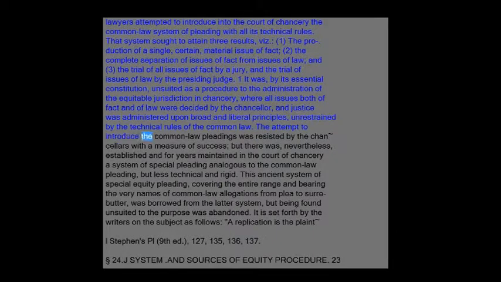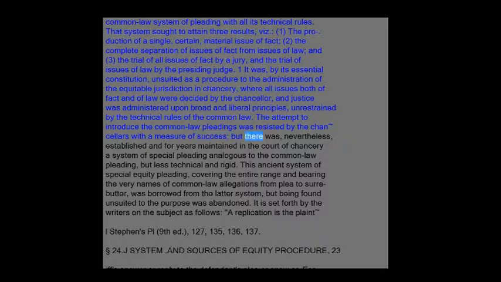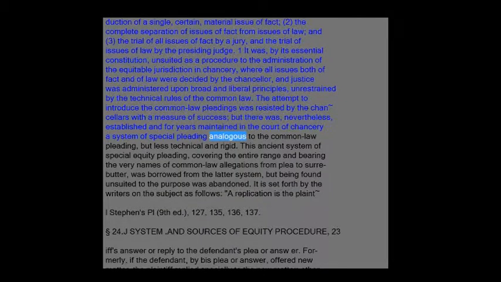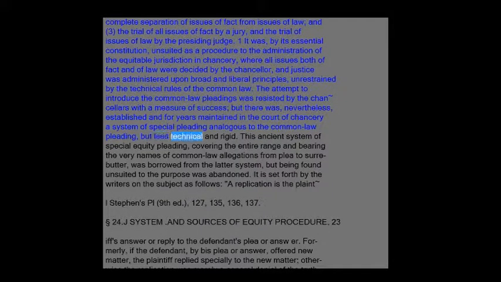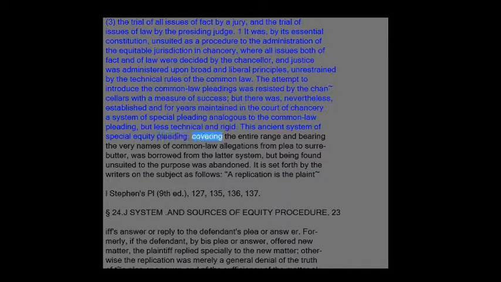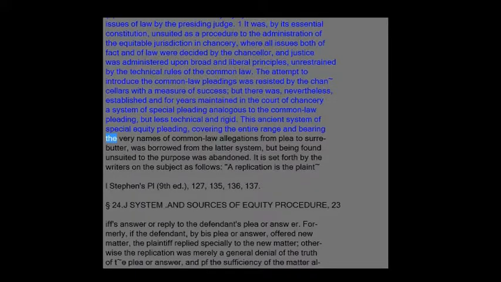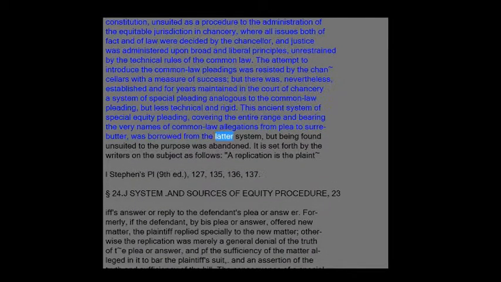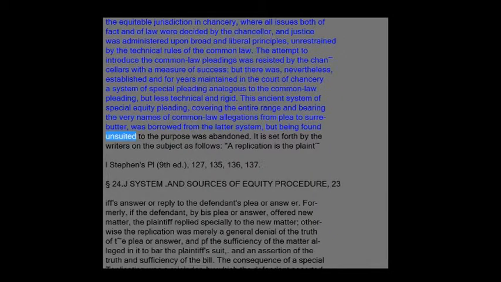The attempt to introduce the common law pleadings was resisted by the chancellors with a measure of success, but there was, nevertheless, established and for years maintained in the Court of Chancery a system of special pleading analogous to the common law pleading, but less technical and rigid. This ancient system of special equity pleading, covering the entire range, and bearing the very names of common law allegations from plea to surrejoinder, was borrowed from the latter system, but being found unsuited to the purpose was abandoned. It is set forth by the writers on the subject as follows.